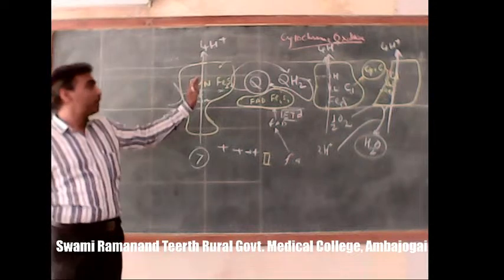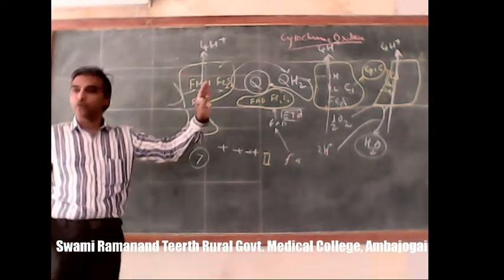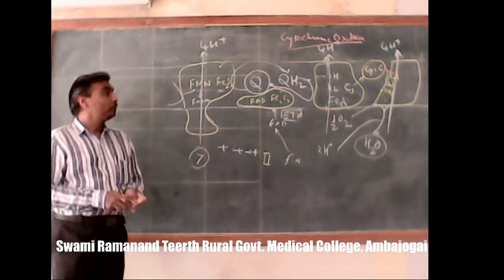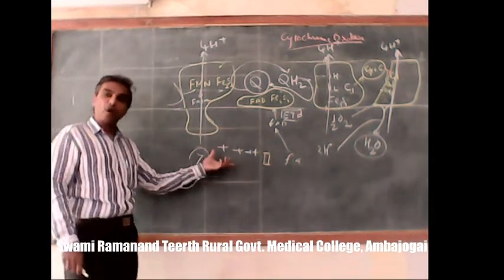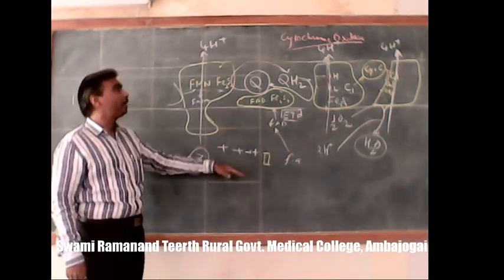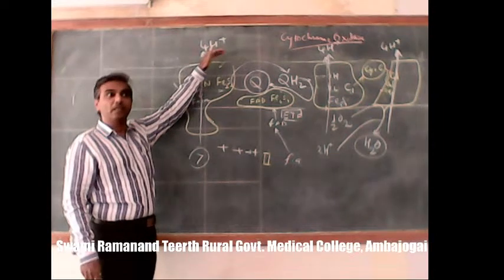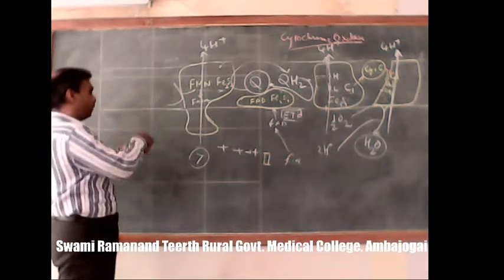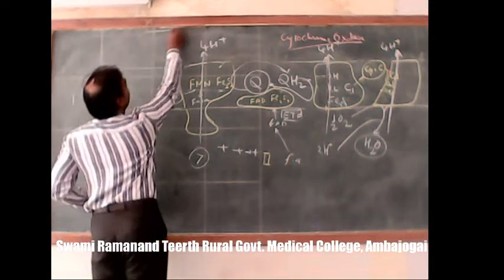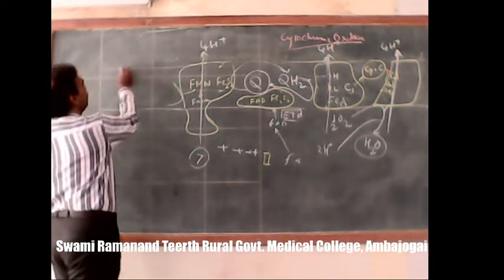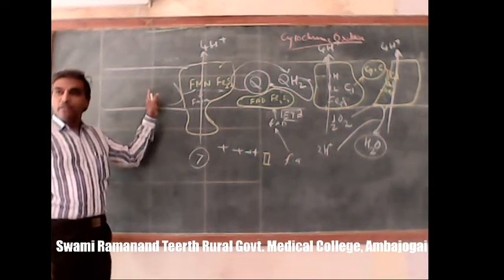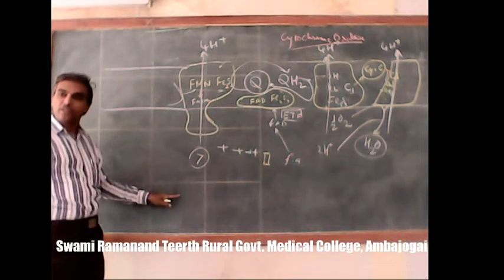All complexes, complex 1, 3 and 4, participate in the pumping, or they pump protons from inside the mitochondria, from the matrix to the intermembrane space. So we have already seen that there is an outer membrane, this is the inner membrane, which we have magnified for our convenience and understanding, and this is the matrix.